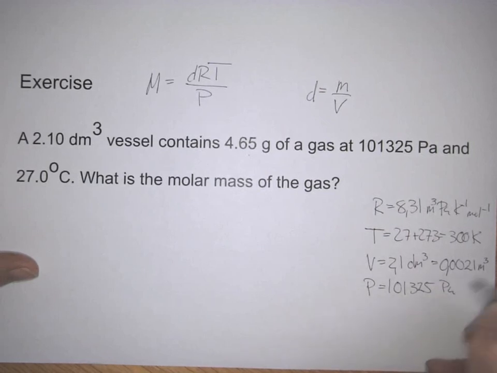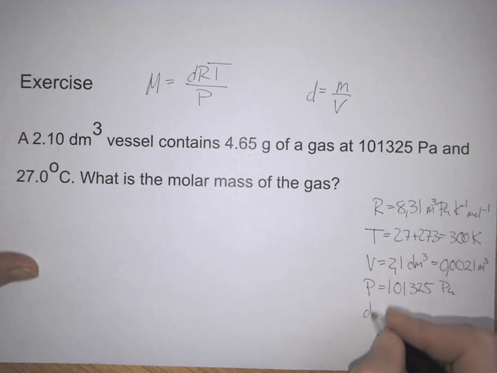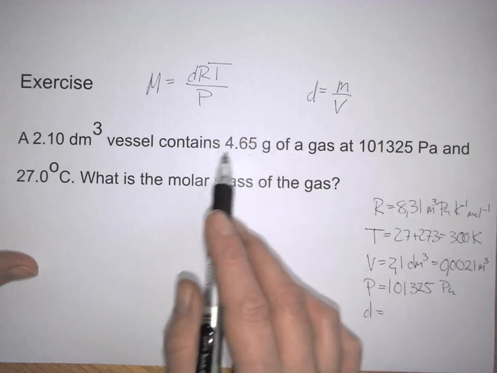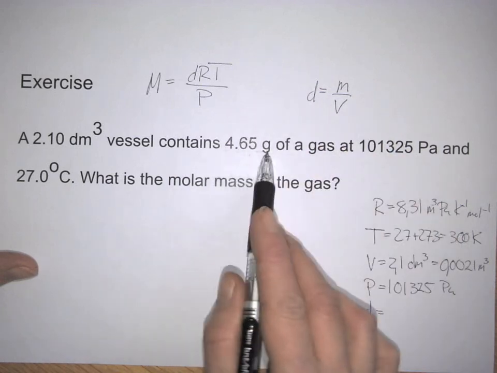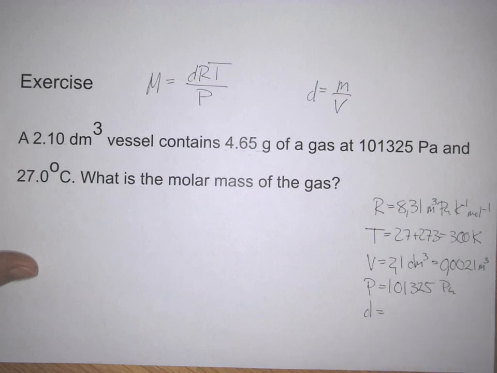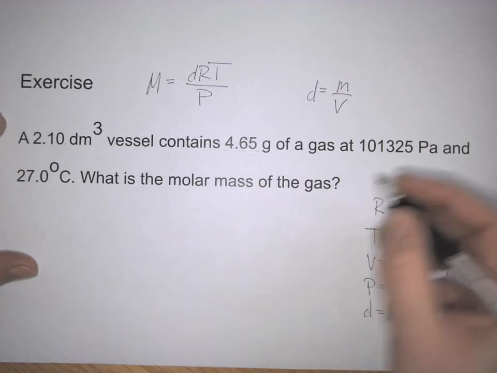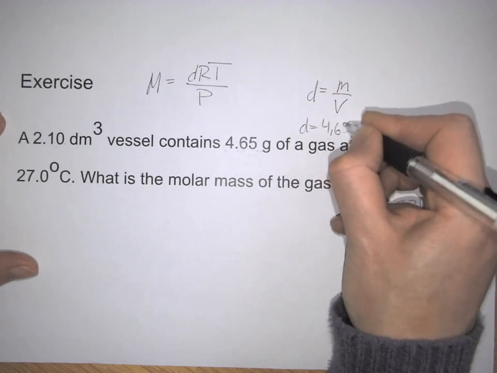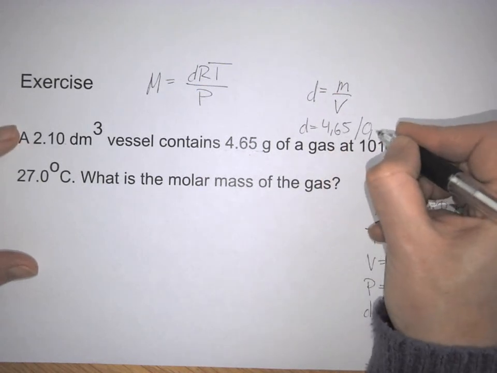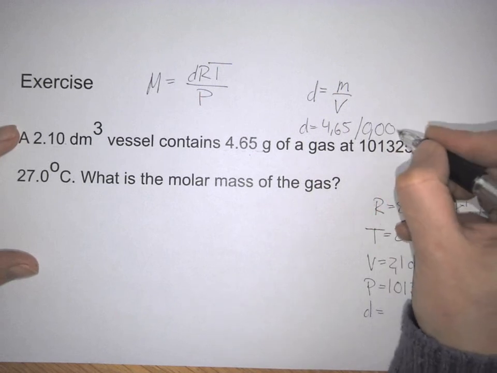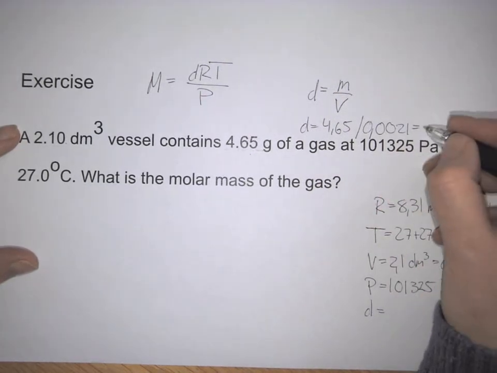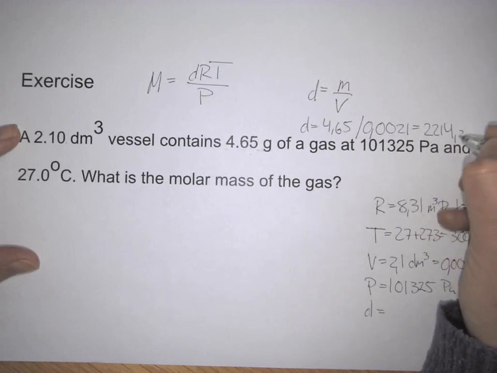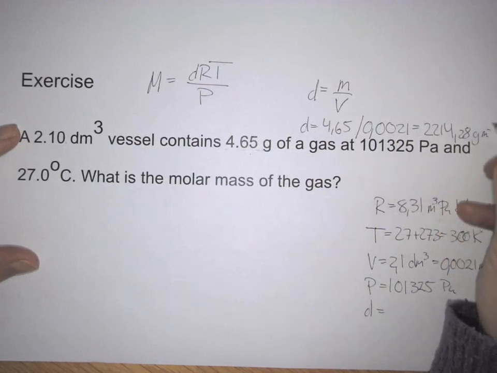101,325 Pascal. What we don't know directly is the density, but it's easy to find by just dividing the grams here, the mass, with this one, but you need to convert it into cubic meter. So the density is 4.65 divided by 0.0021. And that will give us 2214.28 gram per cubic meter.